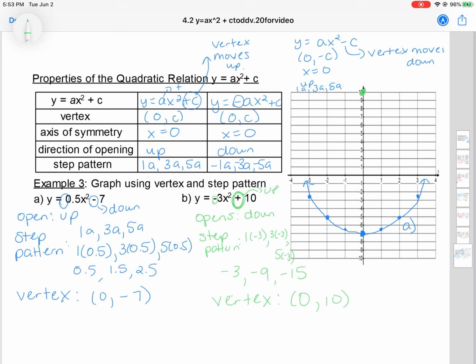So over 1, down 3, over 1, down 9. Sorry, let me do that again. Over 1, down 3. I don't think I'll get 15. Yeah. Over 1, down 3. Over 1, down 9.